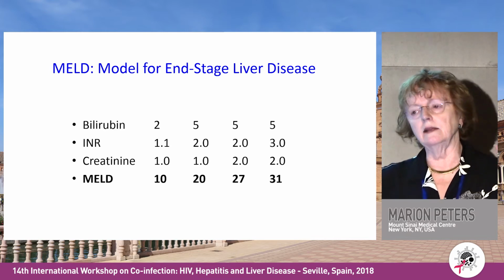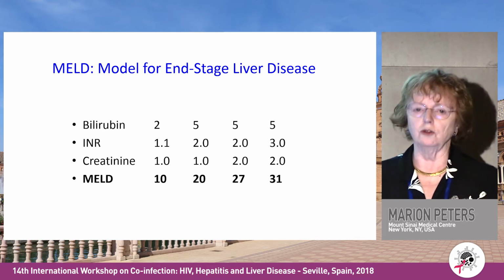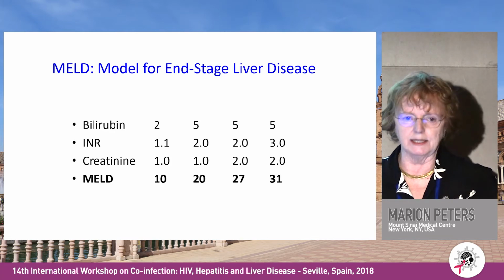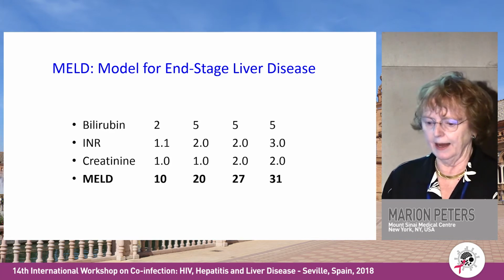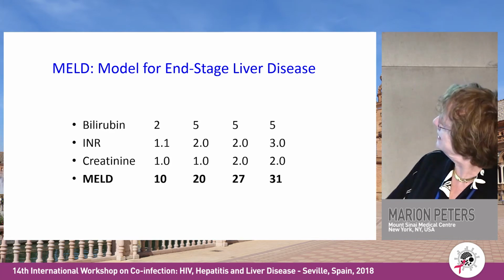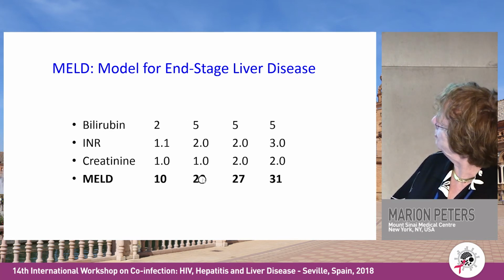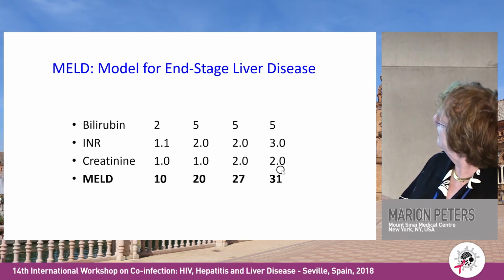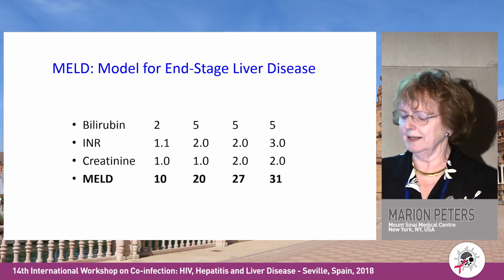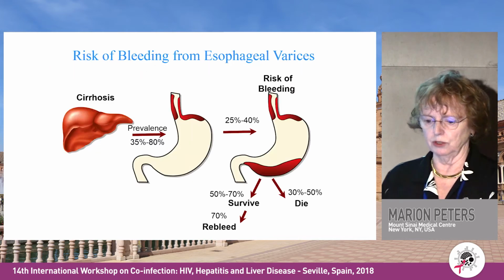largely overtaken in the transplant world, where we use model for end-stage liver disease, bilirubin, INR, creatinine. And you can see that if all are fairly normal, you have a low MELD. If you double the bilirubin and the INR, you double the MELD. If you double then the creatinine, you go up higher. So each one has a specific increased result.